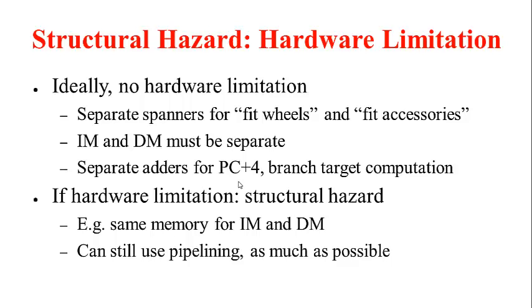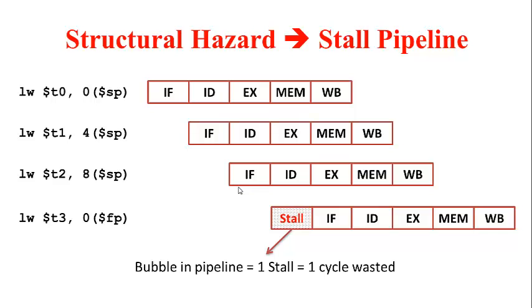One thing we must be clear on is that if there is a structural hazard, it doesn't mean that pipelining cannot happen at all. We can still use pipelining as much as possible, but there will be some delays. Let us understand this by using an example. Let us say that we have the same memory unit for instruction and data access. In that case, let's see how we can still use the MIPS pipeline by introducing additional delays.